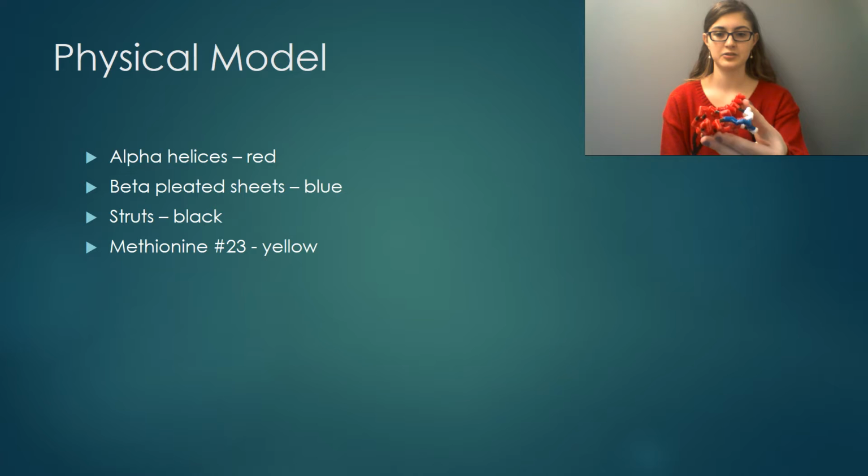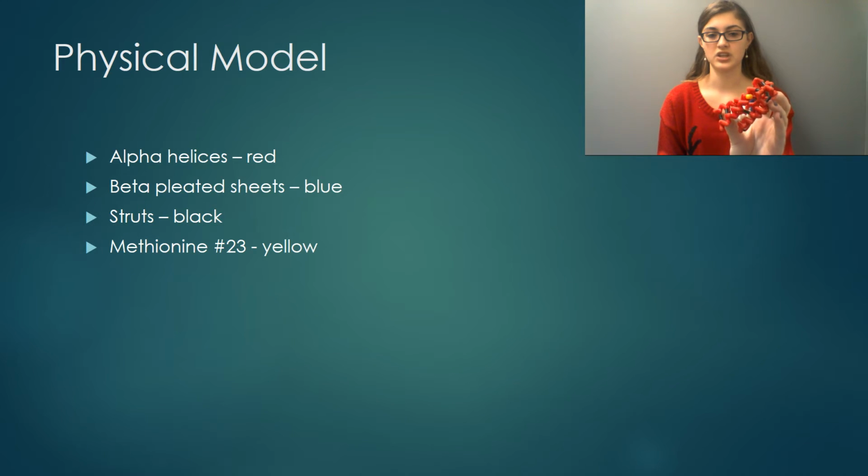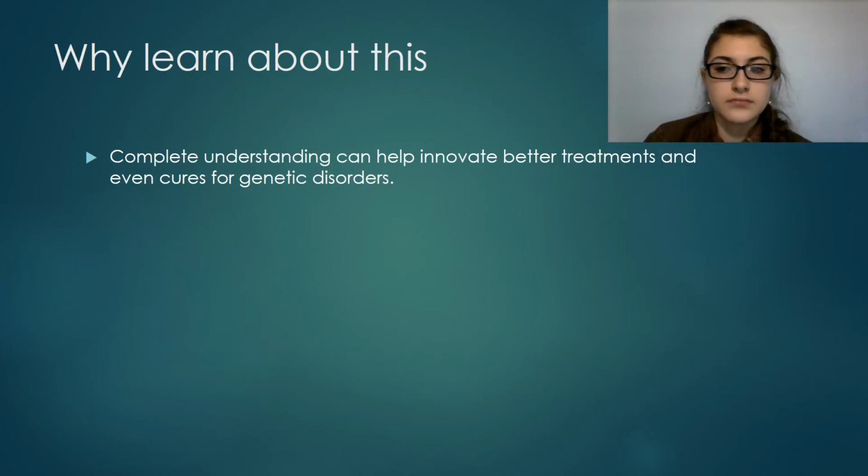This is our physical model, and it took 4 hours and 47 minutes to print. We chose to highlight the alpha helices in red, like shown here, and the beta pleated sheets in blue. We chose to color the struts black so they'd blend into the background more and not take away from the rest of the model. And we highlighted our mutation, methionine number 23, in yellow to make it more clear to the person viewing the model.